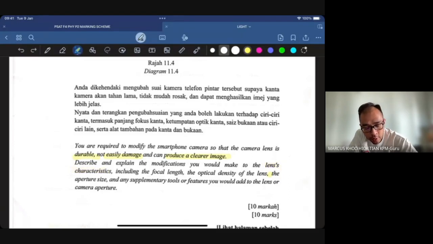Including the focal length, number 1. Optical density of the lens, number 2. Aperture size, number 3. And this is the worst of it all: any supplementary tools or features you would add to the lens or the camera aperture.